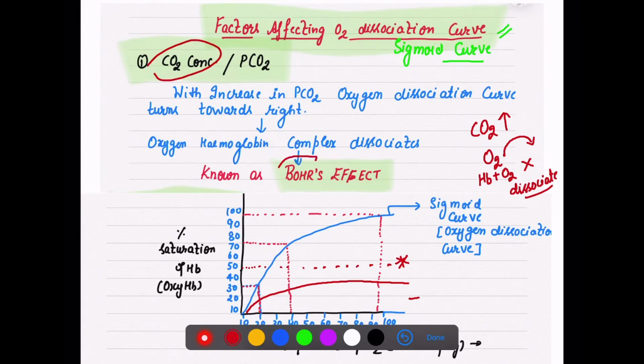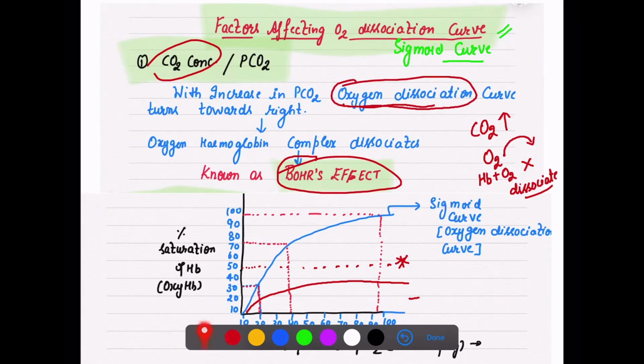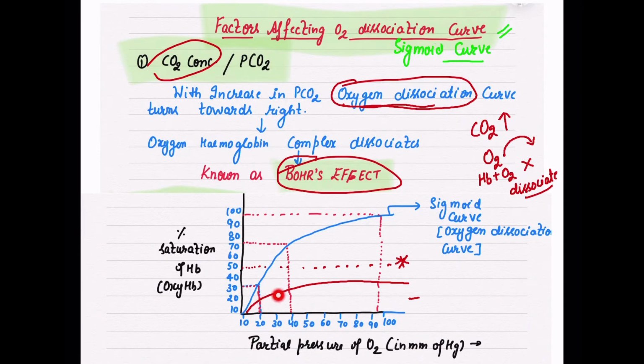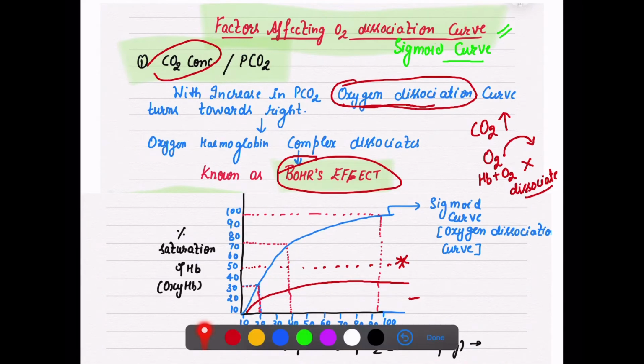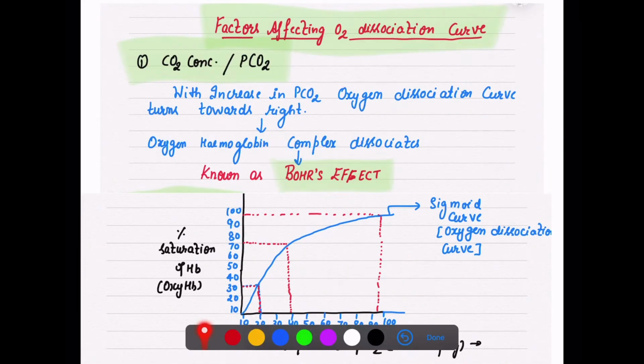this is known as Bohr's effect. That is known as Bohr's effect. So here what is happening is that oxygen is getting dissociated from the hemoglobin. How? Which factor is affecting it? With increase in CO2 concentration. So with increase in CO2 concentration, this curve will move towards the right, and this is called Bohr's effect, and the oxygen hemoglobin complex will dissociate.